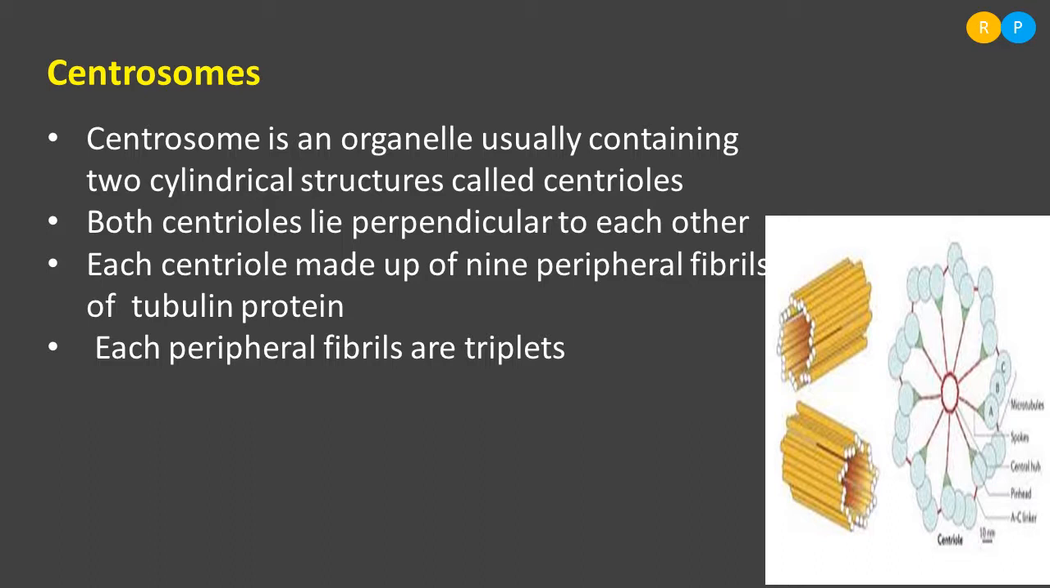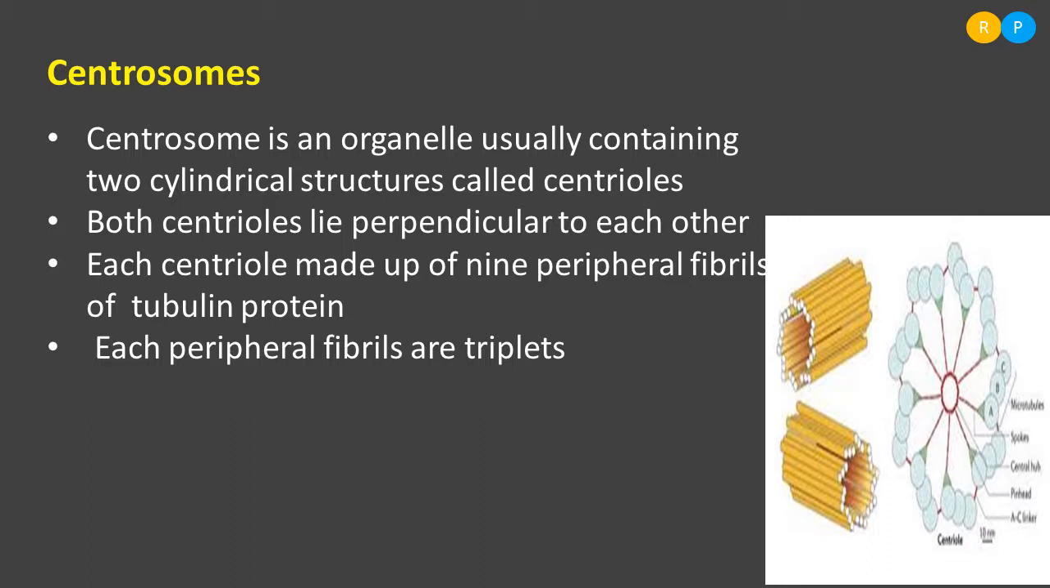We can compare this structure with the structure of flagella. In the flagellar transverse section, we can find the presence of a pair of microtubules within the axoneme region. But here in this centriole, there is no membrane. On the outside, we can see the presence of triplet peripheral fibrils. How many triplet peripheral fibrils are there? 9 triplet peripheral fibrils are present.